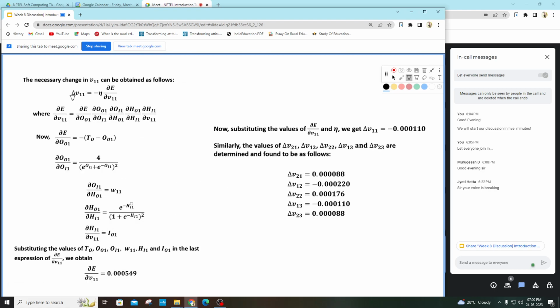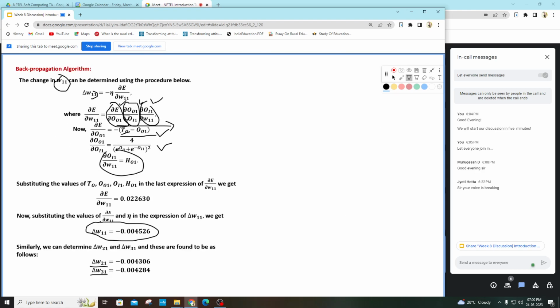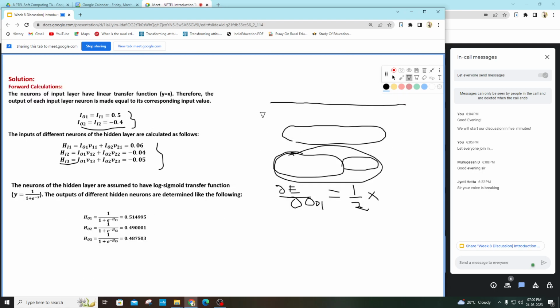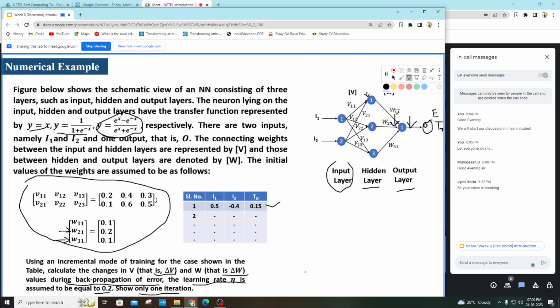Similarly, we can check delta V11. Same formula, delta V11 will be eta del E by del V11. But now your chain rule will have 5 components. Earlier it had only 3 components because you had to move from here to here only. But now you have to move from here to this thing. So your chain rule will have 5 components.